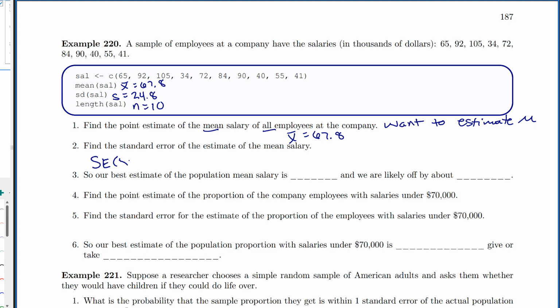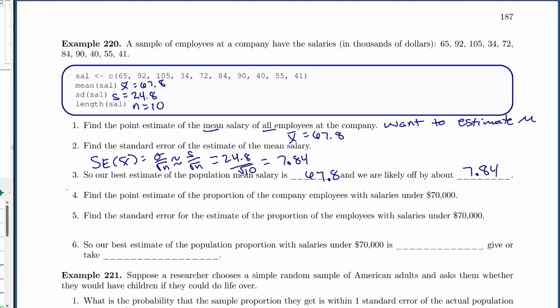So my standard error for x bar would be equal to my population standard deviation sigma over the square root of n, but I don't know the population standard deviation, so I have to use the sample standard deviation. And if you want to be fancy, we say it's approximate instead of actually equal. So my sample standard deviation was 24.8 over the square root of the sample size, so divide by the square root of 10. So 7.84. So our best estimate of the population mean salary was our sample mean of 67.8, and we're likely off by about 1 standard error, so about 7.84.